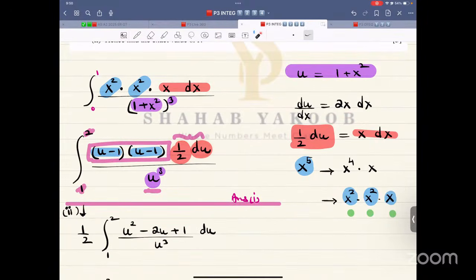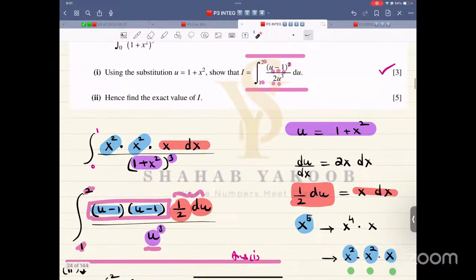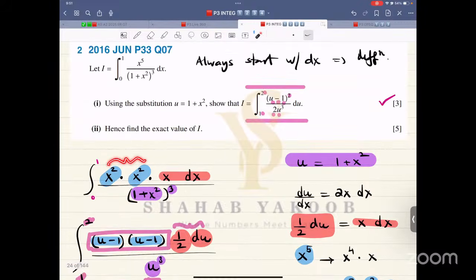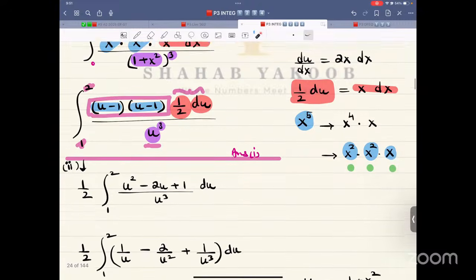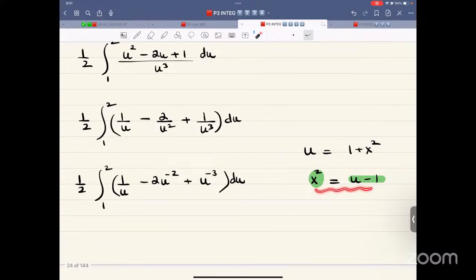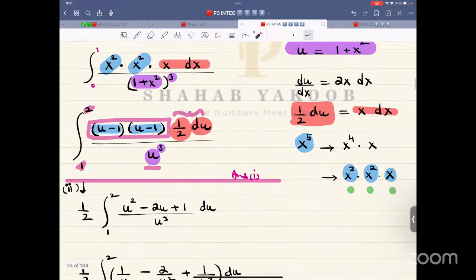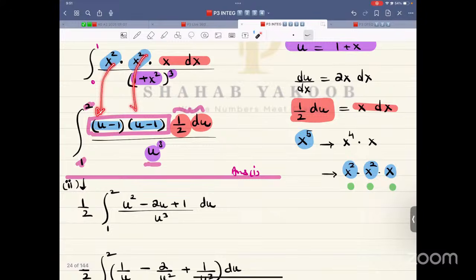Take the constant on the outside. Later on, there is no hurry. As long as you realize this, you're all set. Now the remaining x to the power 4, I broke it up into x squared times x squared. Why? Because if I make x squared the subject, x squared is u minus 1. This is already half du. The denominator is (1 plus x squared) cubed, that is u cubed.